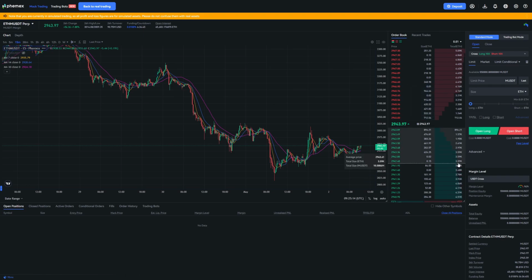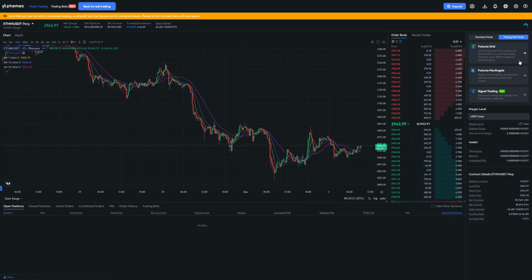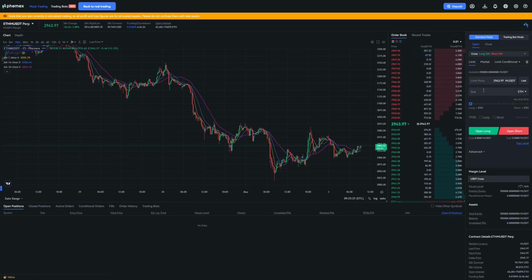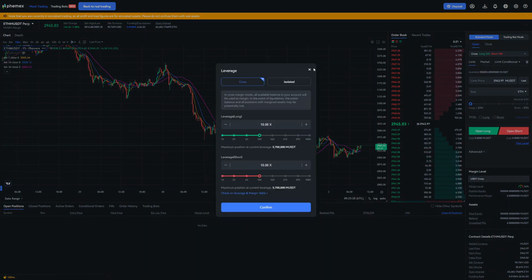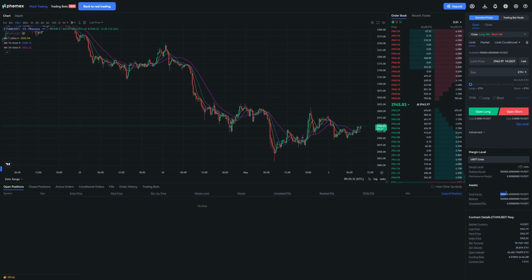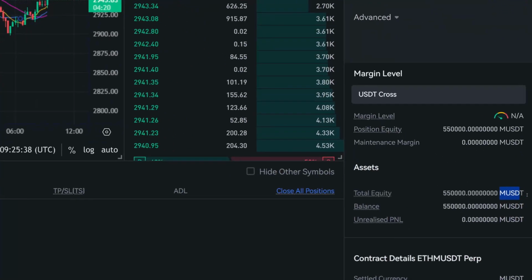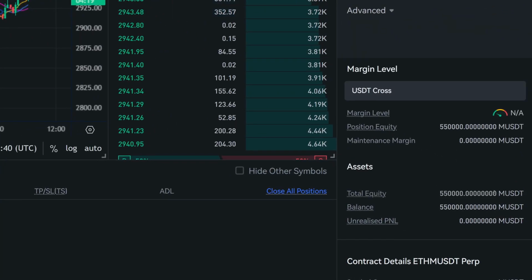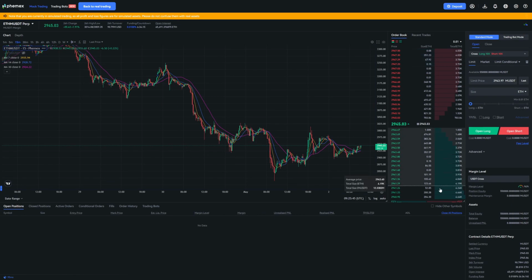First of all, you can not only trade futures on Phemex demo trading, you can also trade bots. So if you want to practice trading bots, you can also do that on Phemex. But in this guide, let's focus on longing and shorting Bitcoin with leverage. First of all, you have up to 550,000 USDT in your demo trading account. You can also see this is actually MUSDT. Let me zoom in a bit, which stands for mock USDT. So this is 100% simulated. These are just demo funds.